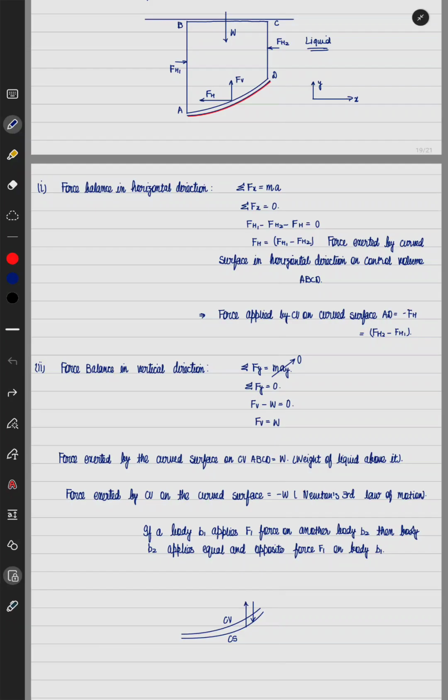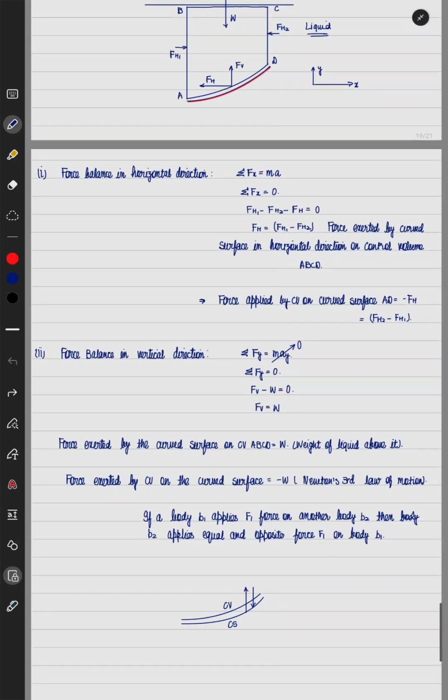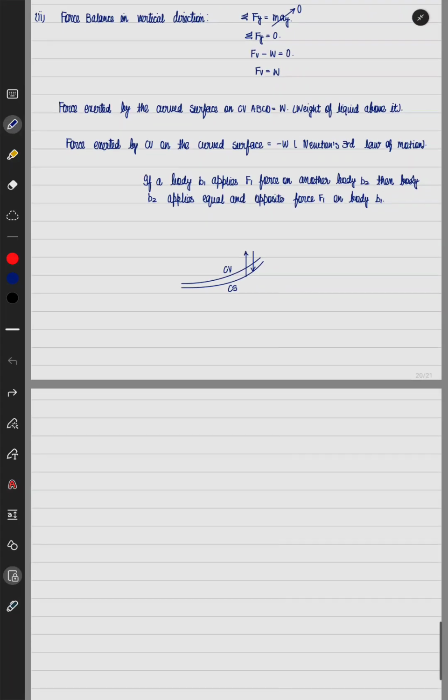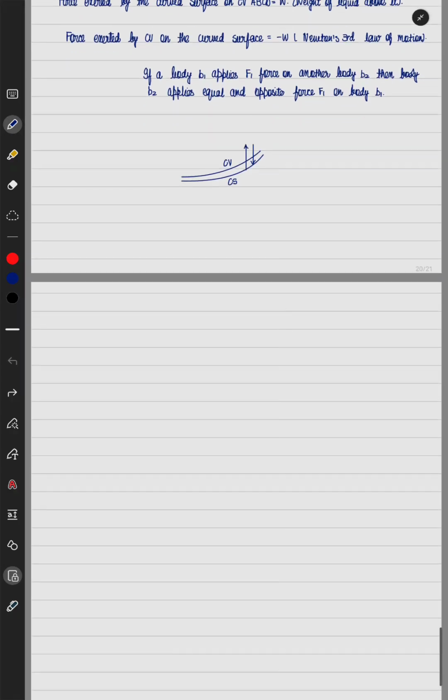For the force in vertical direction, force in vertical direction is given by weight of the liquid. Okay, this was the thing that we discussed in the last class. Now in this class I would take some examples of how the force is acting on the curved surfaces. We want to find that with the help of some examples, and then we will use the same result that we discussed in the last class.